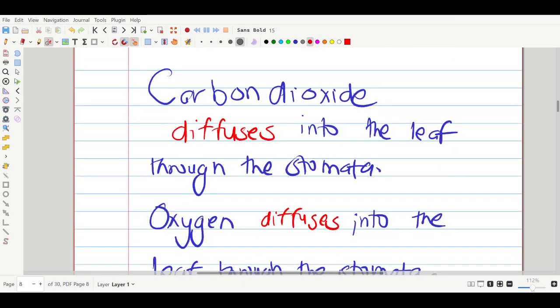As promised, now we are going to be talking about the gases. Carbon dioxide diffuses into the leaf through the stomata. So carbon dioxide is going to be diffusing into the leaf through the stomata.